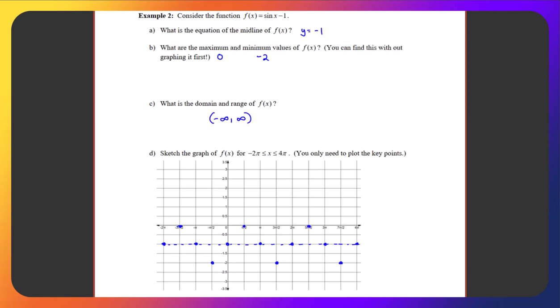Same thing here. We have a sine curve that I'll just quickly plot out. It starts at the origin. We have to know sine by heart. It's one of the parent functions.